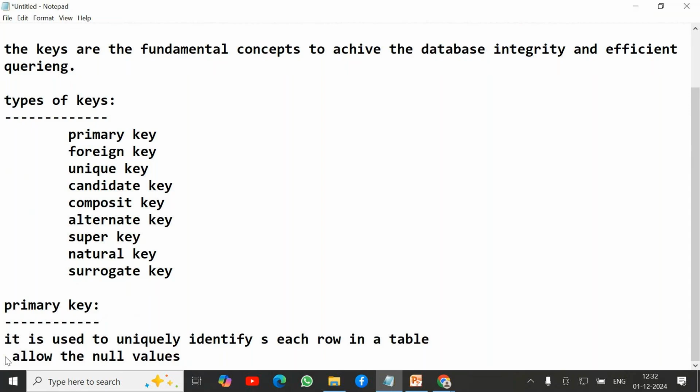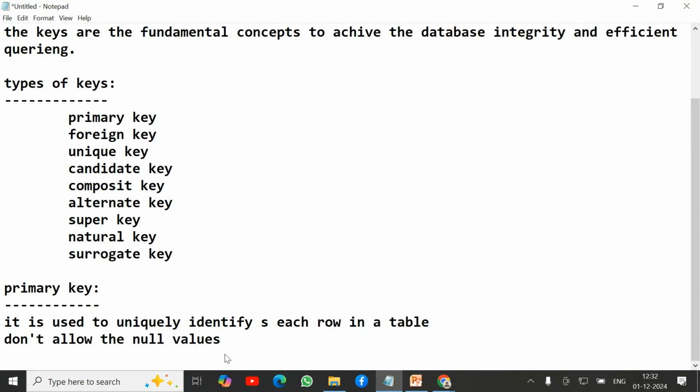Don't allow the null values. Okay, only one primary key per table. It is not possible to declare multiple primary keys in a table.